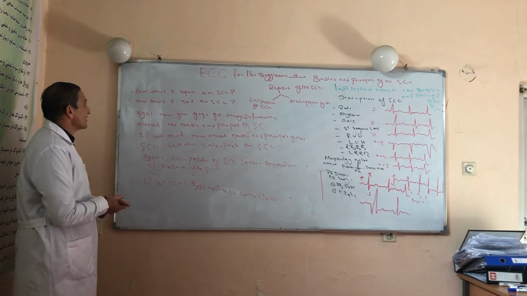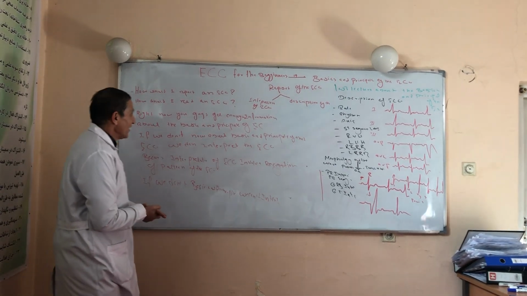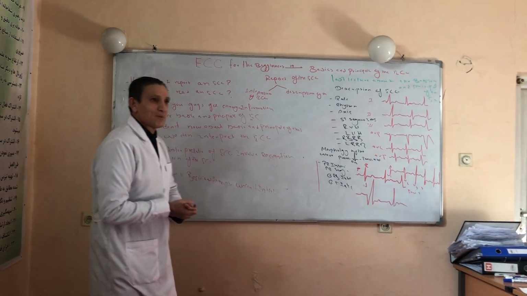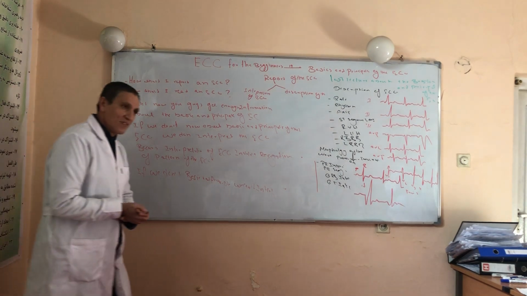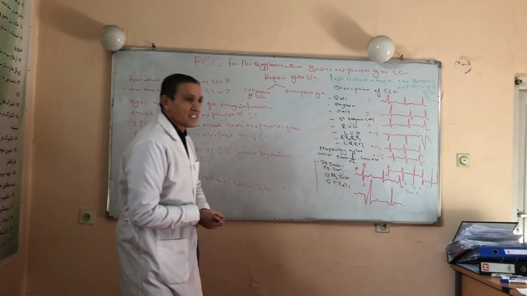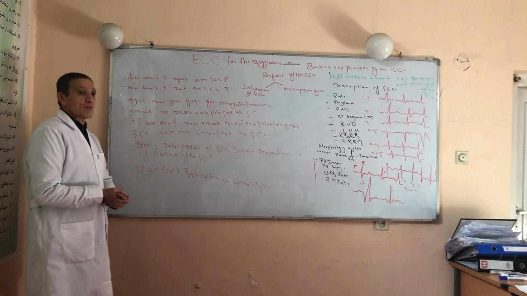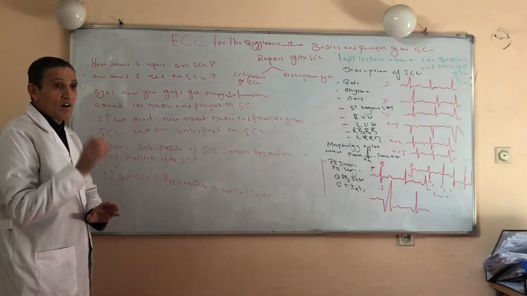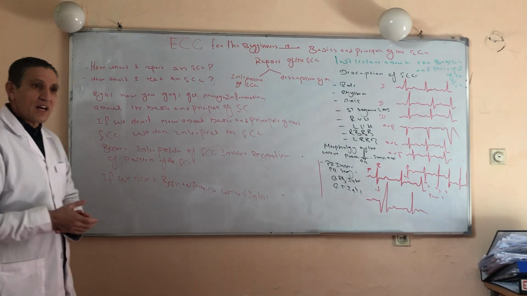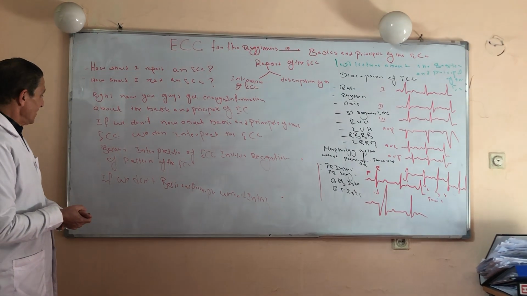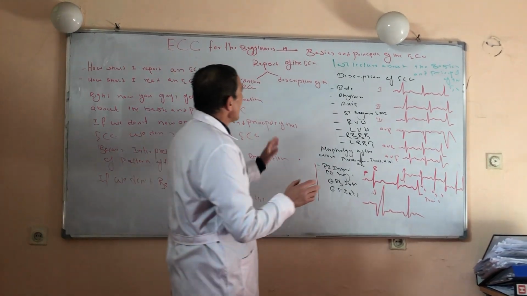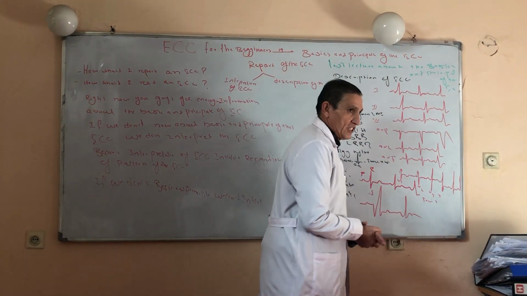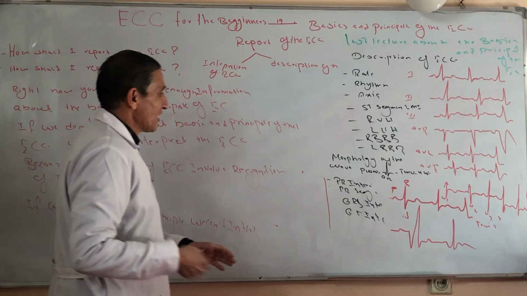How should I report an ECG? How should I read an ECG? As I told you before, you have got enough information about the basics and principle of the ECG. If you don't know them, you can't interpret the ECG, because interpretation of the ECG involves recognition of the pattern of the ECG. This is a very short lecture. The report of the ECG is divided into two parts: one is description of the ECG, another is interpretation of the ECG.